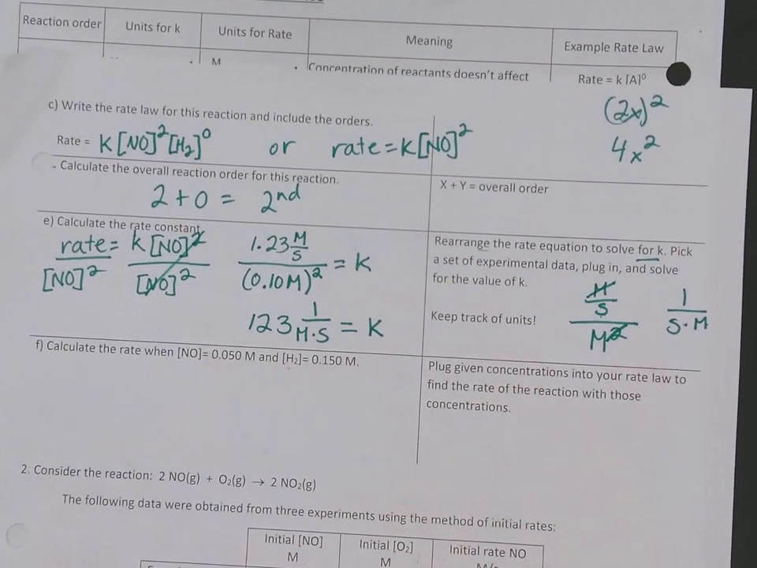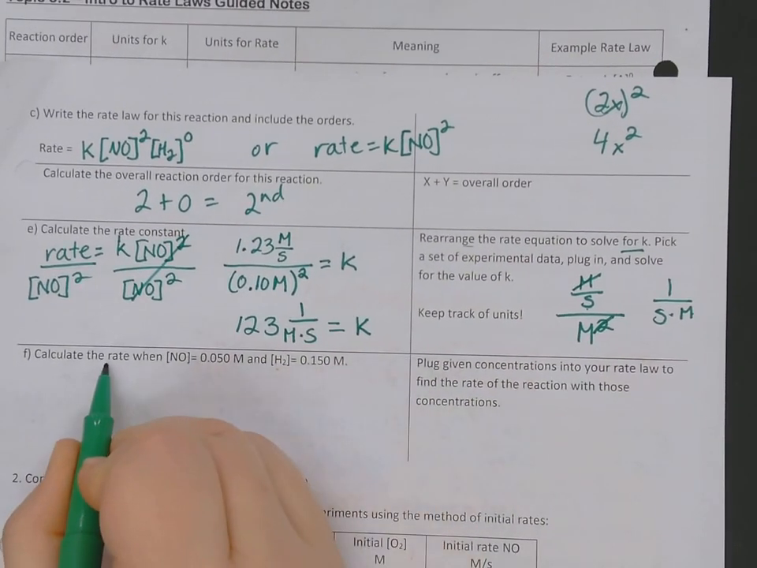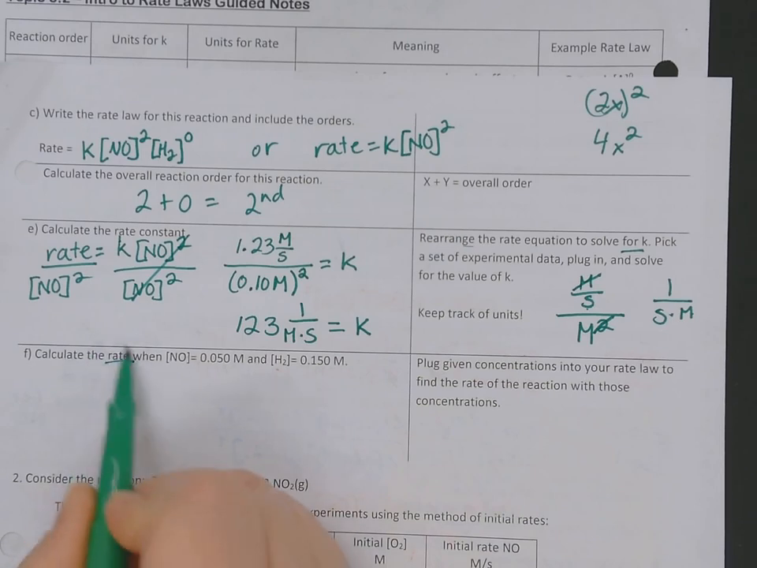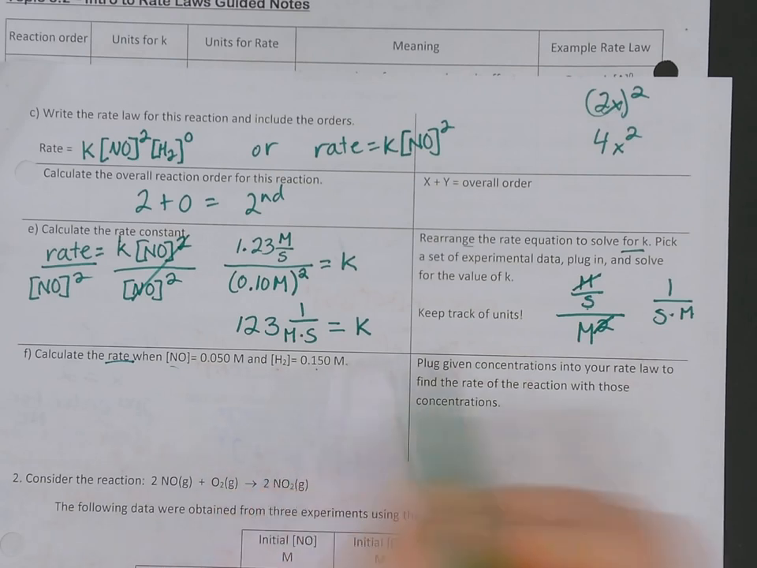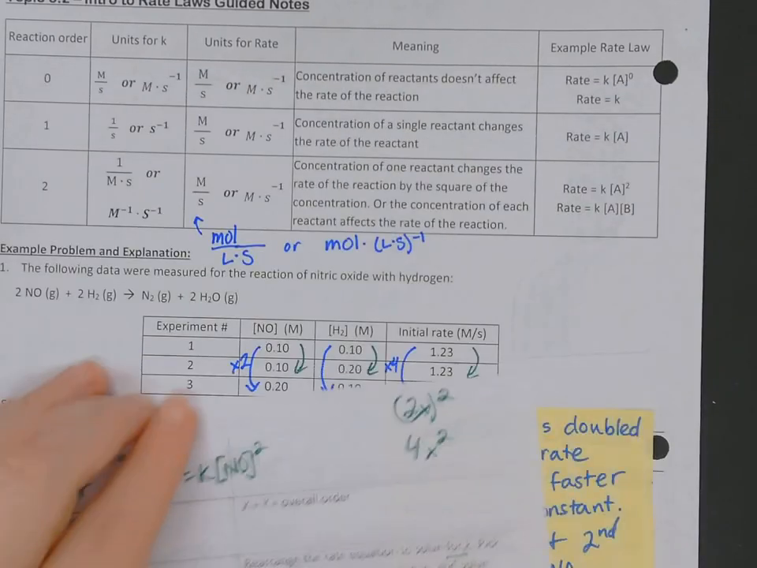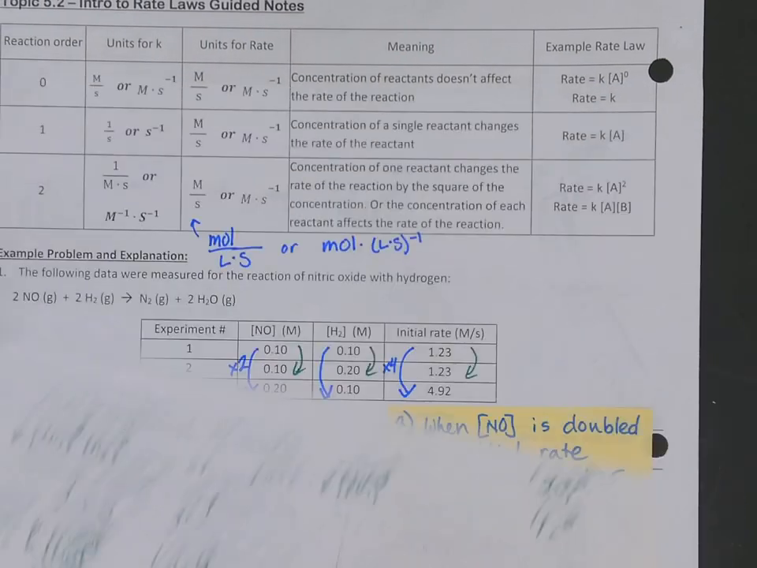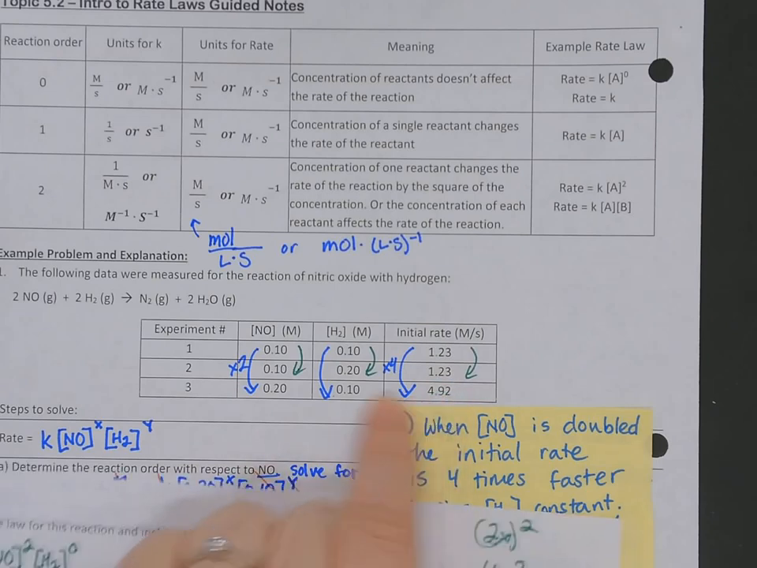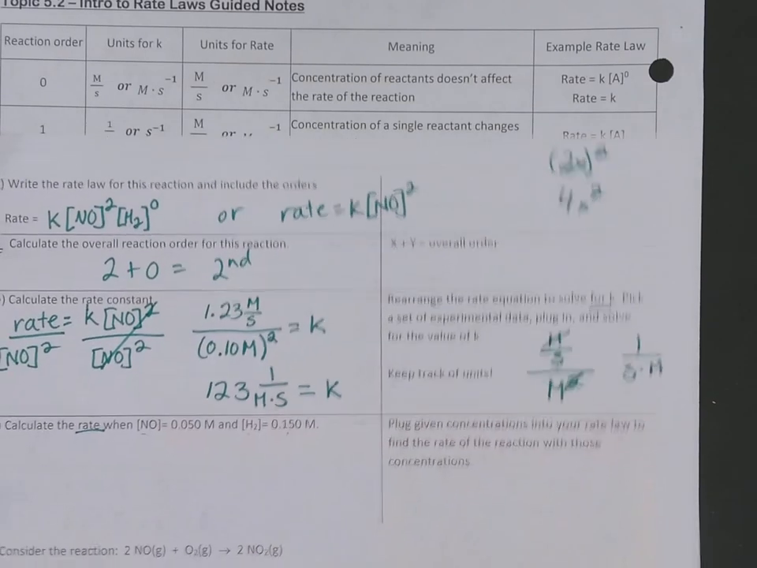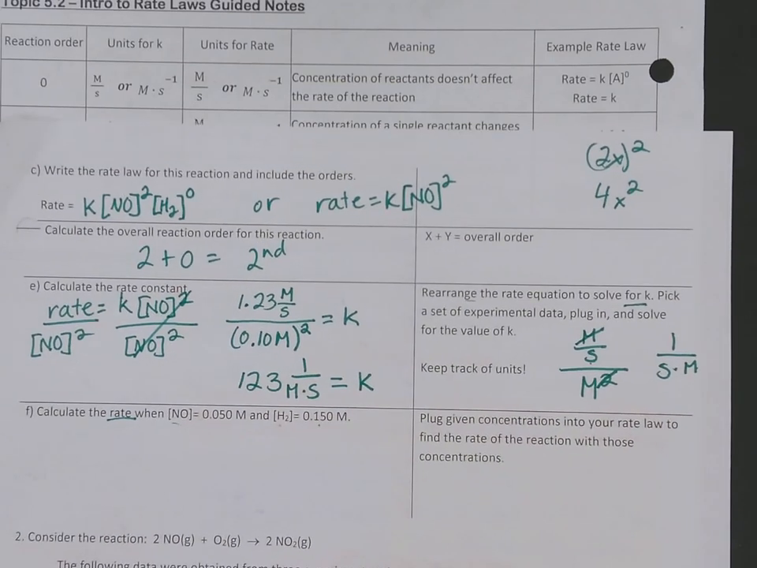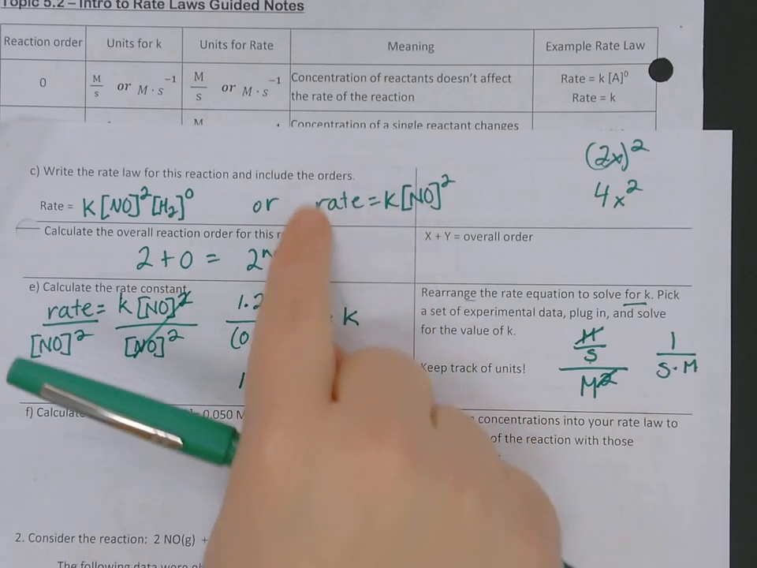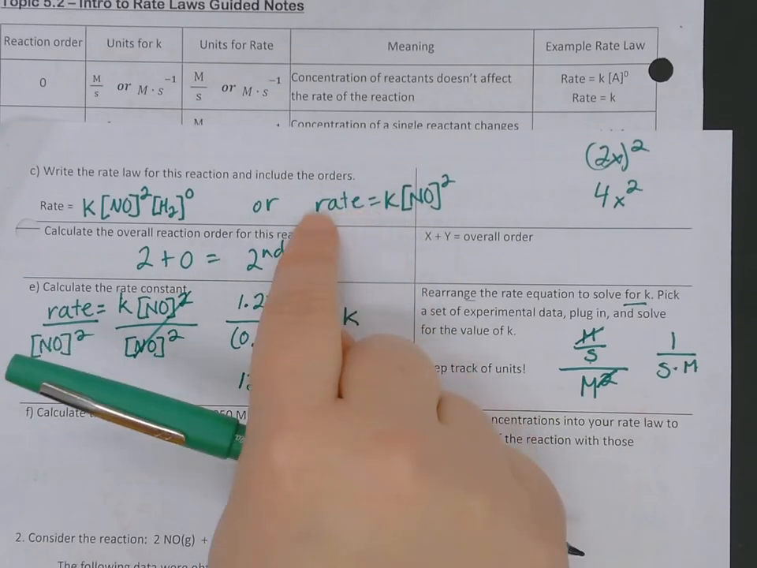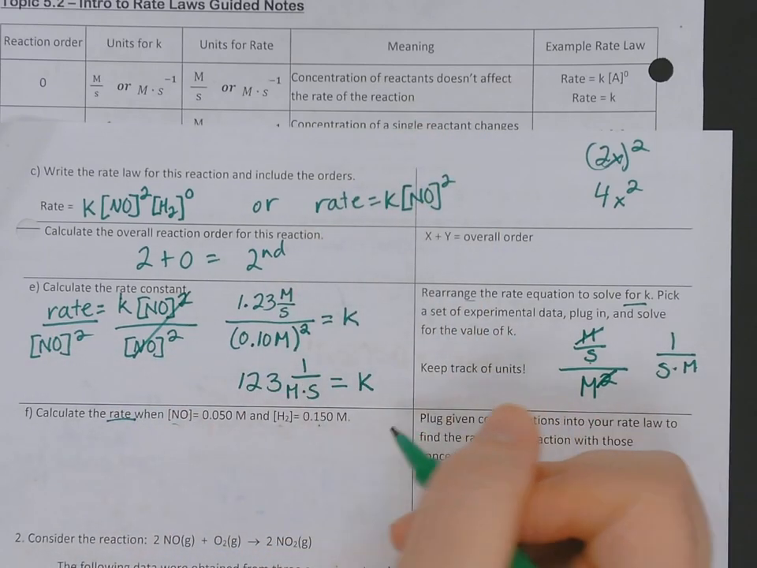All right, our last question here says calculate the rate. So we're finding rate. When it says calculate the rate, we're looking for that word rate. When NO is 0.05 and hydrogen is 0.15 molar. So now we're given two new concentrations. These are different from what's in our experiment. We want to know the initial rate of the reaction. Okay, so this is like running a fourth experiment with new concentrations. Well, we can calculate that now because we have our final rate law and now we have our rate constant. So now we can calculate the speed of the reaction, the rate of it, at any concentration of our chemicals.